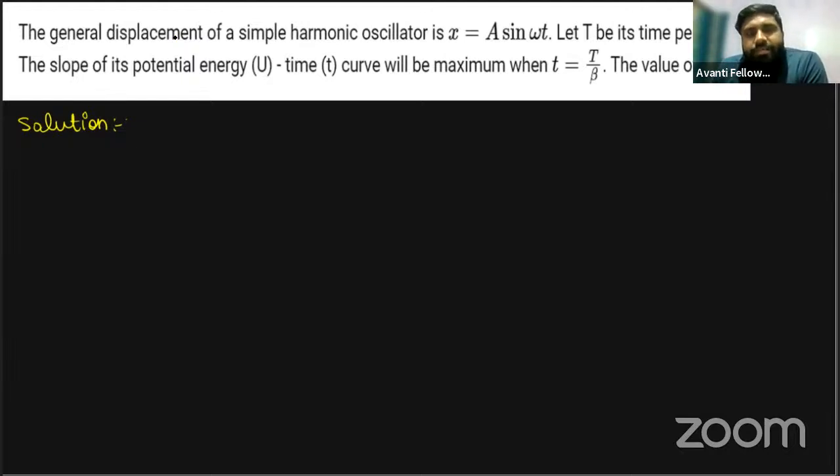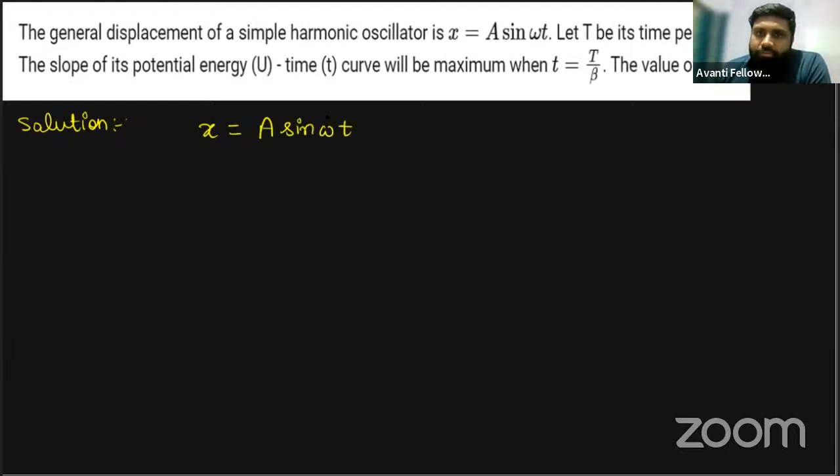Now, the general displacement of a simple harmonic oscillator is x equals A sin omega t, and let T be its time period. The slope of its potential energy-time curve will be maximum when t is equal to capital T upon beta, where capital T is the time period. The value of beta is, now in this question, x is given to you as A sin omega t.